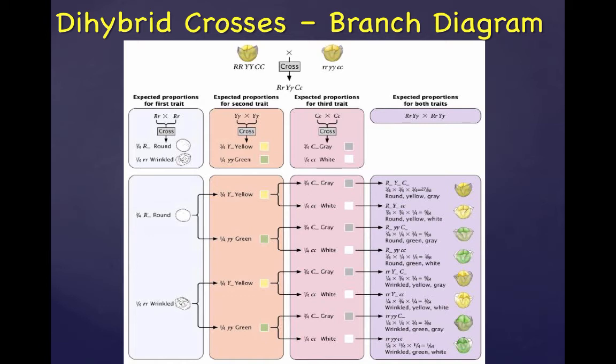So as we extend out beyond 2 traits to 3 traits or even 4, our branch diagram gets a little bit bigger, but it's still much easier than trying to predict a Punnett square and match up all the genotypes in a Punnett square. So I encourage you to practice a couple of these branch diagrams just so you know how to look at individual traits and then multiply them across.